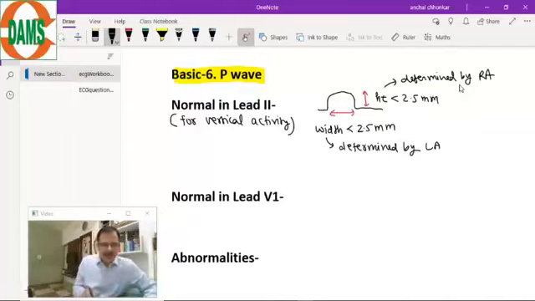So once again repeating, in lead 2, that is for the vertical activity, the width is less than 2.5. You can see the diagram here, and height is less than 2.5 mm. Height is determined by right atrial activity, and the width is mainly determined by the left atrial activity.